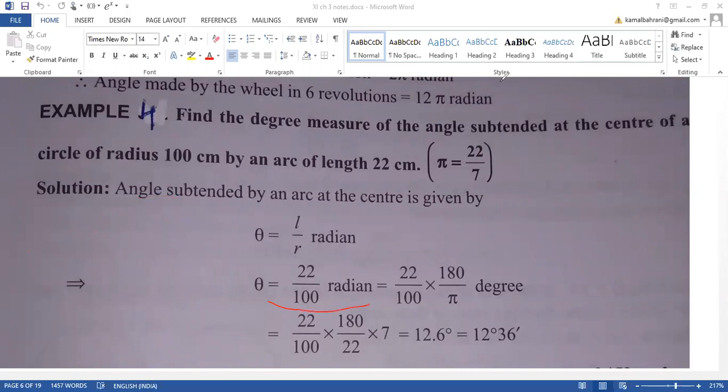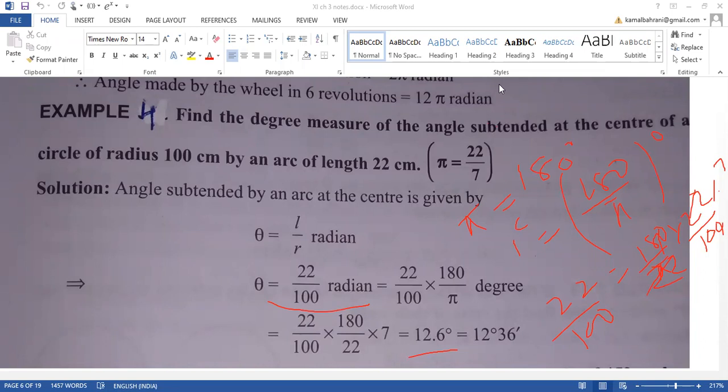Now radian is there. You have to convert it into degree. Again, you can use the unitary method. Pi radian is equal to 180 degree. So 1 radian will be equal to 180 by pi degree. Then 22 by 100 radian can be written as 180 by pi into 22 by 100. Now pi can be written as 22 by 7. So 22 multiplied by 7. This will get cancelled, this 0 will get cancelled with 0. And when you solve it, you are going to get 12.6 degrees. Clear?